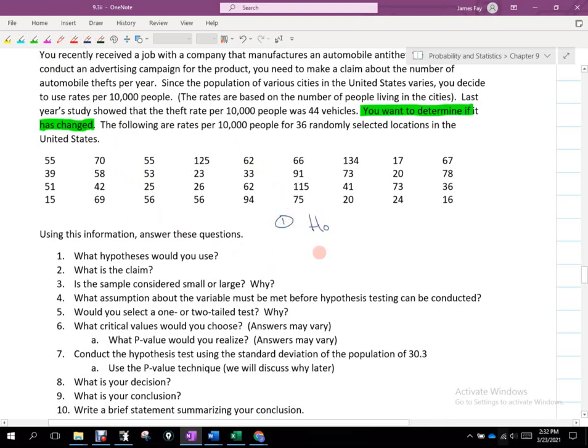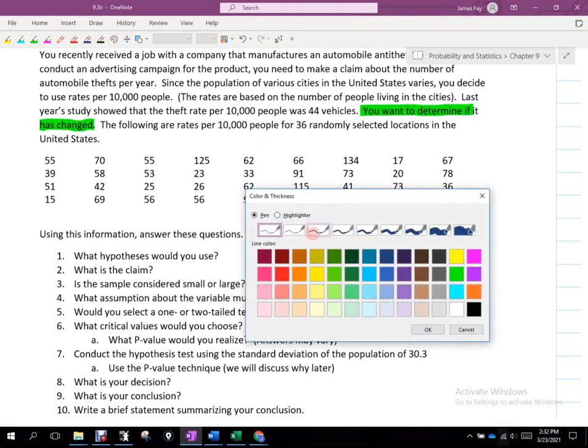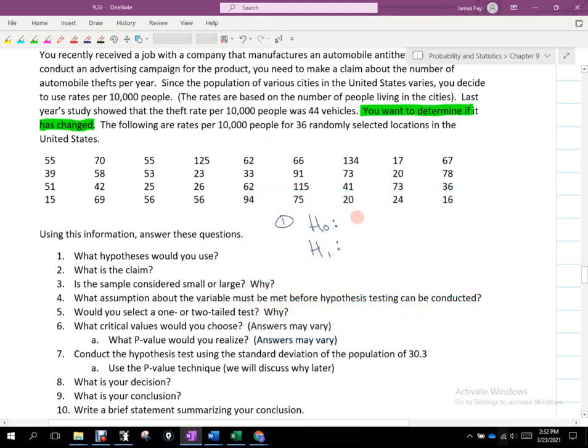We're going to have H sub 0 and H sub 1. Remember that subscript of 1 can be an A if we want it to be an alternative hypothesis, or a 1. Those are interchangeable. So we're talking about mu again. What is the current established accepted mean for car thefts per 10,000 people? 44.